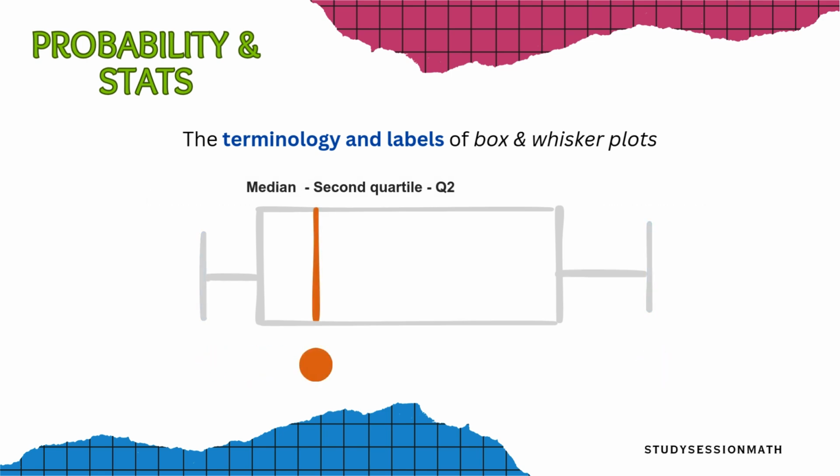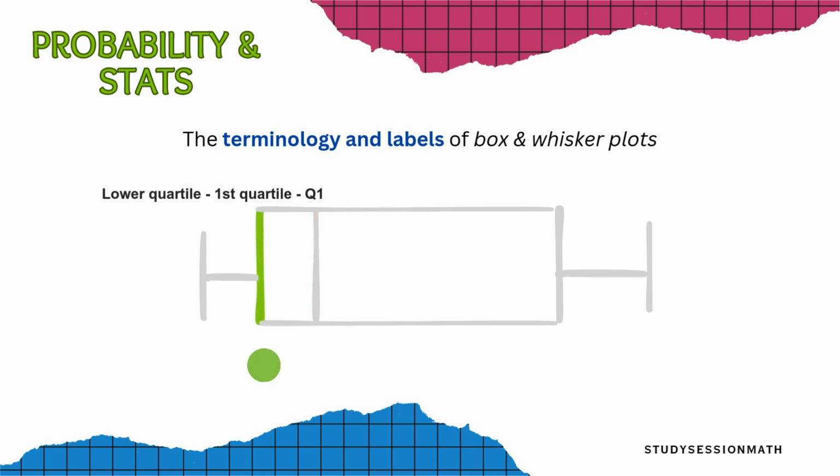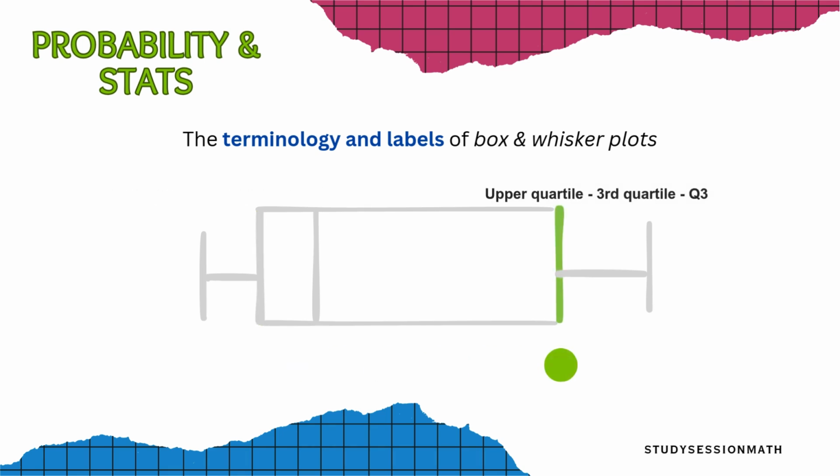The median value, also called the second quartile, is labeled Q2. And let's not forget the 2 medians taken from the halves. The first one on the left is referred to as the lower quartile or the first quartile. It will be labeled Q1. The second one on the right is referred to as the upper quartile or the third quartile. It will be labeled Q3.